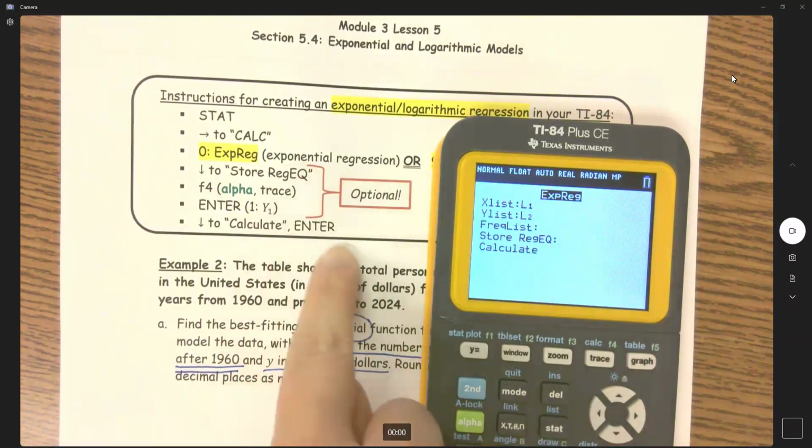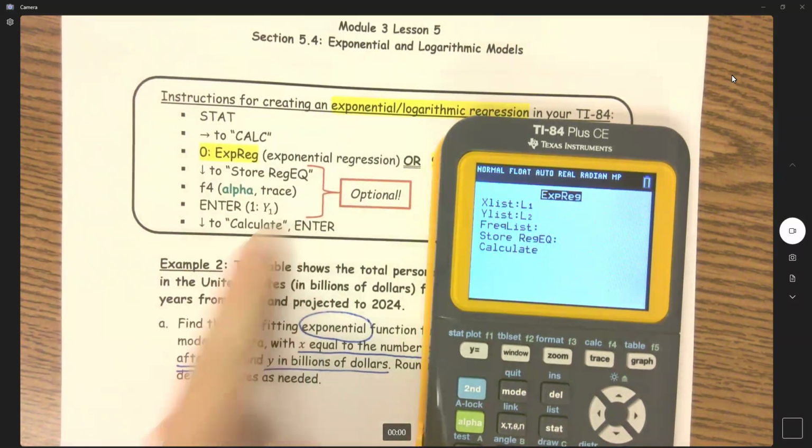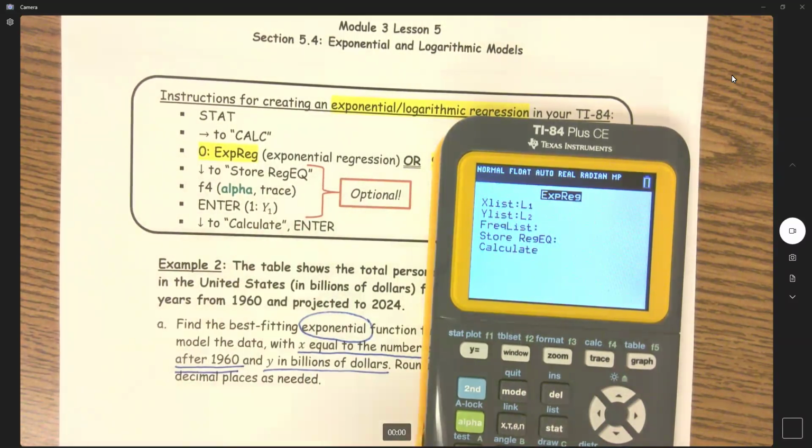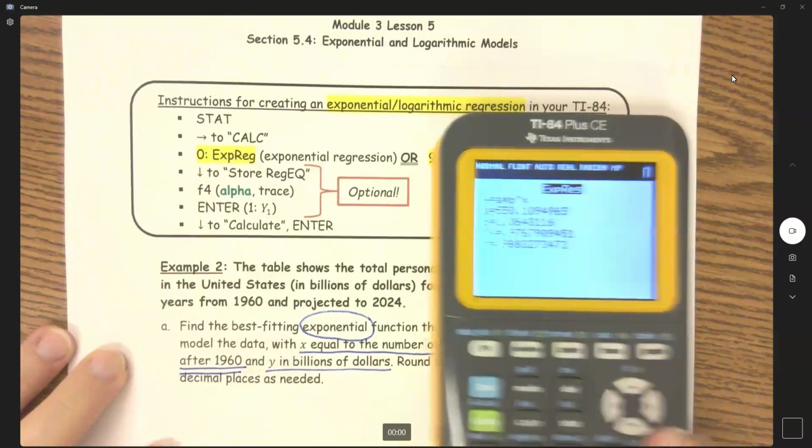I'm still not going to go through these optionals. If you want to know what that optional does, go back to Module 1, Lesson 6, where I showed you what this optional feature does, but we don't need it for this one. And I'm going to go to Calculate. And so here is my answer.